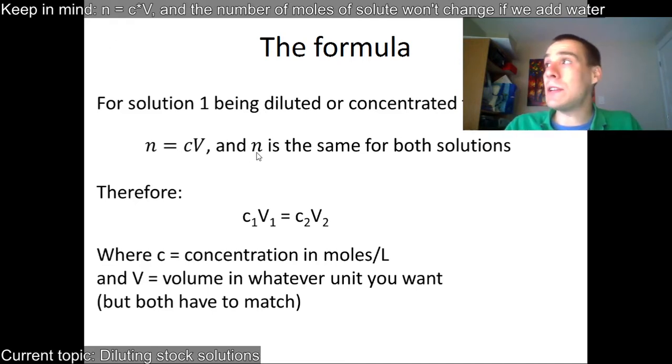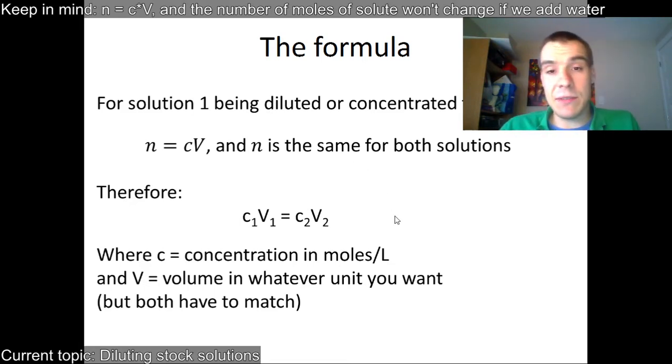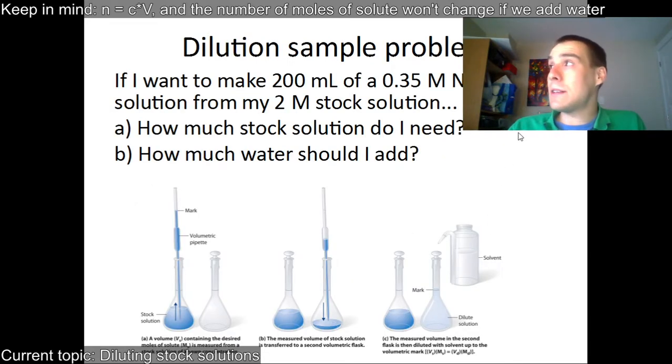Which means we can set up this equivalency of n1 equals n2. And we have n1 equals C1V1, n2 equals C2V2. We set the n's equal to each other because we know they're equal to each other, and we get this expression, C1V1 equals C2V2. Concentration of the first solution times the volume of the first solution is the concentration of the second solution times the volume of the second solution. And that's the formula we're going to be using. But it's a very intuitive formula. It makes a lot of sense. You'll see when we do the practice problem that it makes a lot of sense.